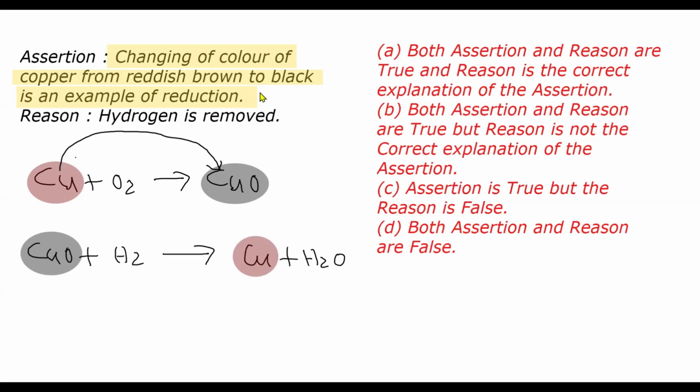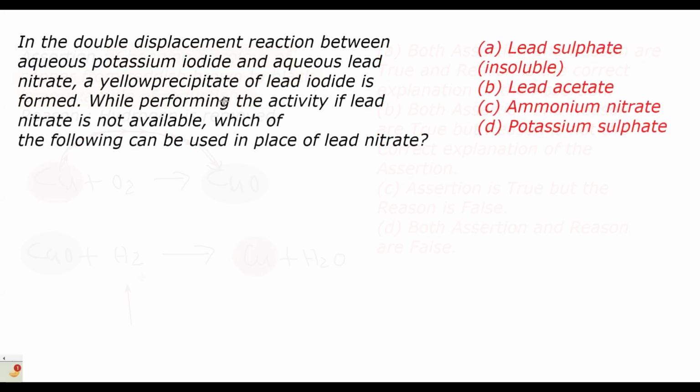Now, when you read the question, it says that the color change of copper from reddish brown to black is an example of reduction. Right, this is not reduction. As you can see, in this reaction from reddish brown to black is not a reduction, it's an oxidation as oxygen is being added over here. And this is reduction. So we'll say that here the assertion is wrong. And in the case of this, the hydrogen is removed.